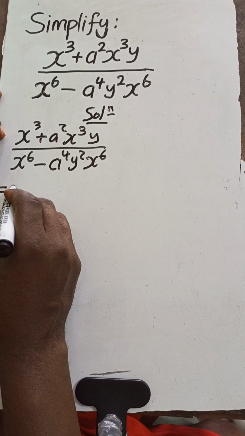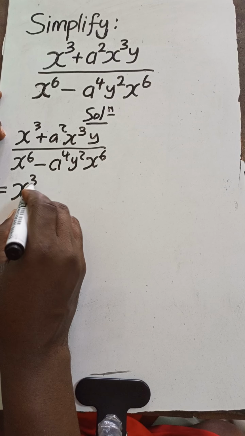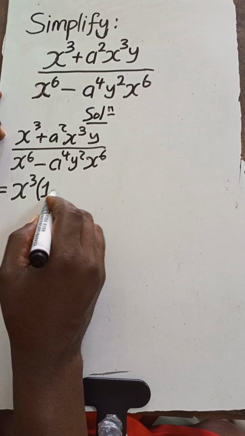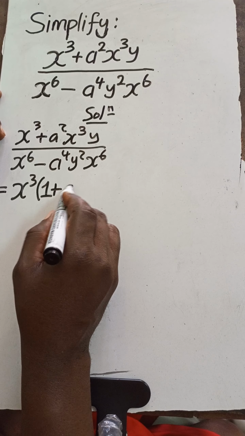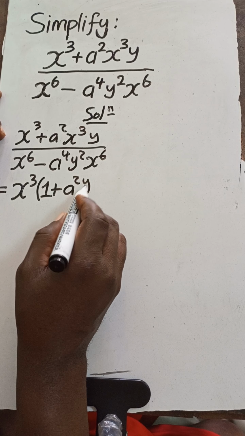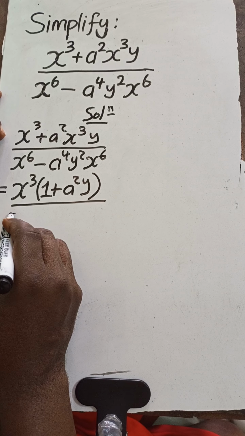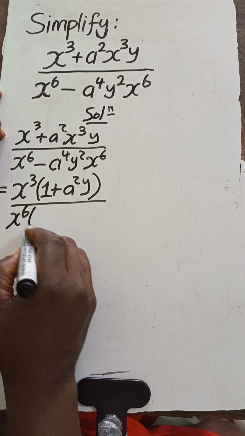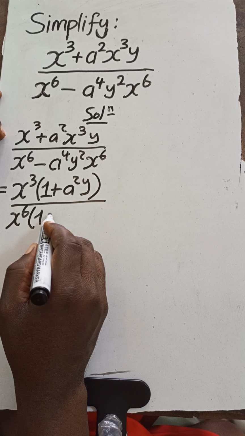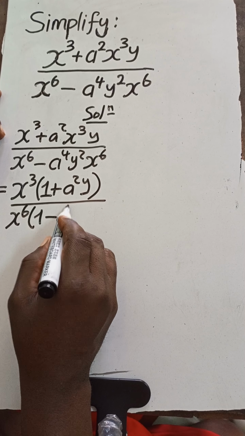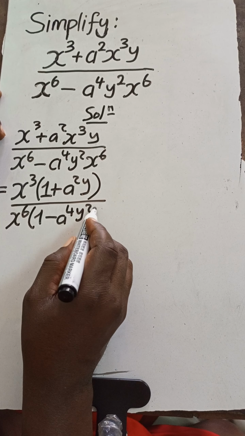So at the numerator, x cubed is common. When we factorize it out, we have x cubed into (1 plus a squared y). At the denominator, x to the 6 is common. We factorize it out. We're going to have x to the 6 into (1 minus a to the 4 y squared).